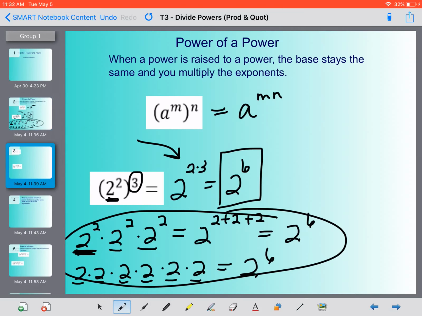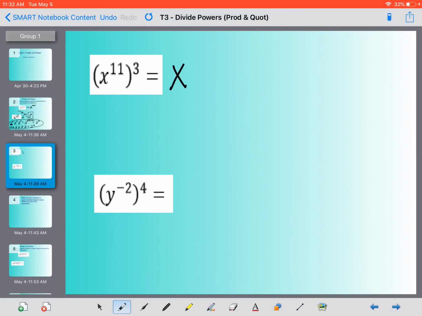So here's one using a variable. The base stays the same. Multiply the exponents together. Power of a power. X raised to the 33rd power, and that would be your final answer.